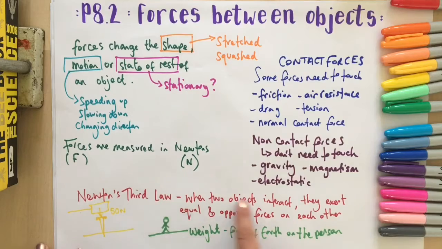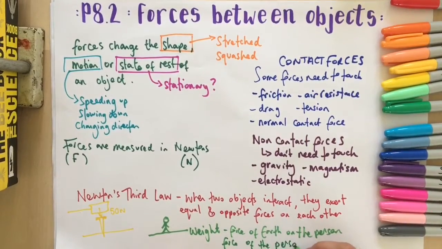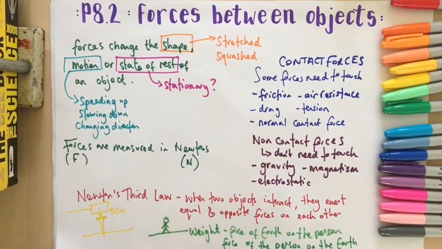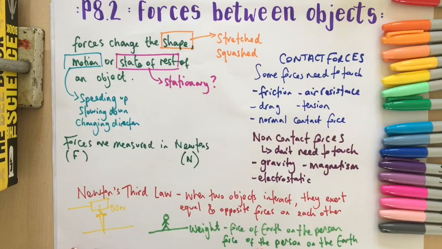But from Newton's third law as well, we also know that there will be the force of the person on the earth, because the two objects, the person and the earth, are going to be interacting, so there will be equal forces but in the opposite direction.